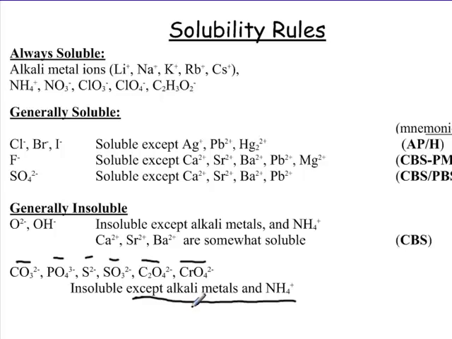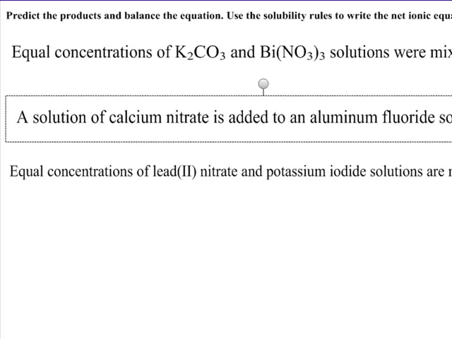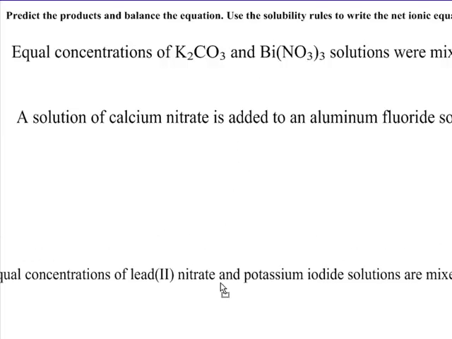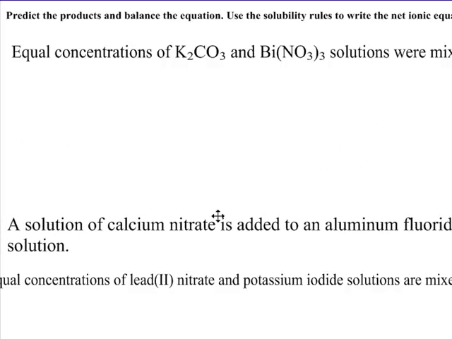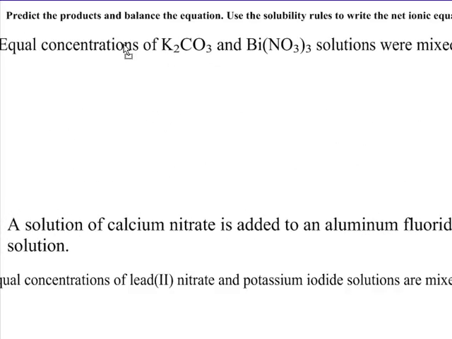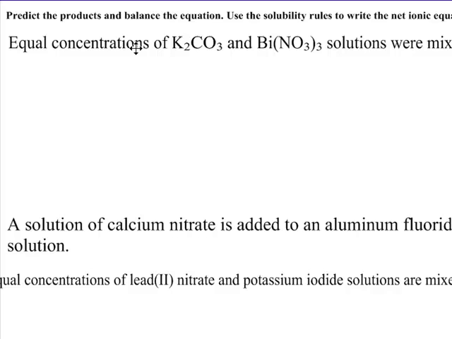All right? So now that we have a general idea on the solubility rules, let's see how we can put this to use. I've got a couple reactions here, and what I want you to do, actually, you know what? I'm going to do the first one for you. So let's look at the first one. We've got equal concentrations of potassium carbonate and bismuth 3 nitrate. As you can see from the directions there, it says predict the products and balance the equation. Use the solubility rules to write the net ionic.